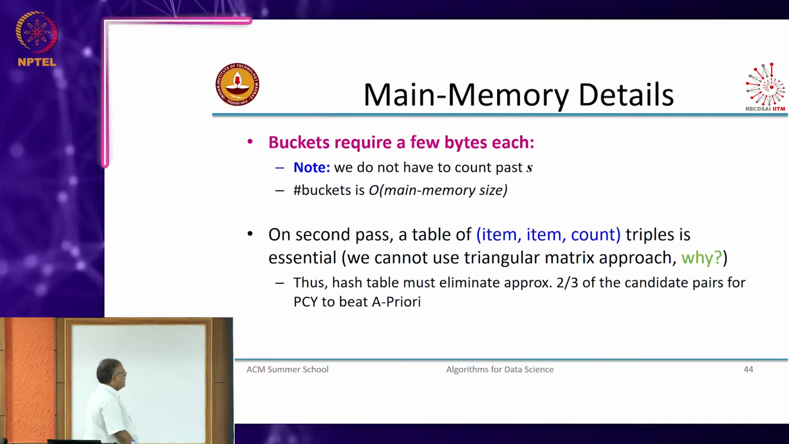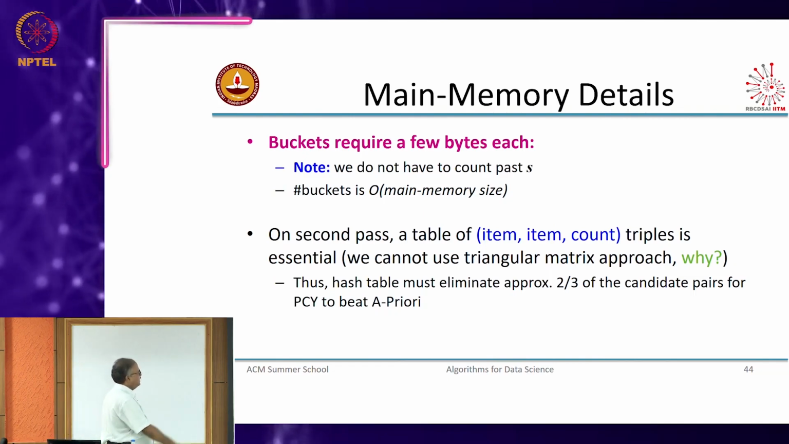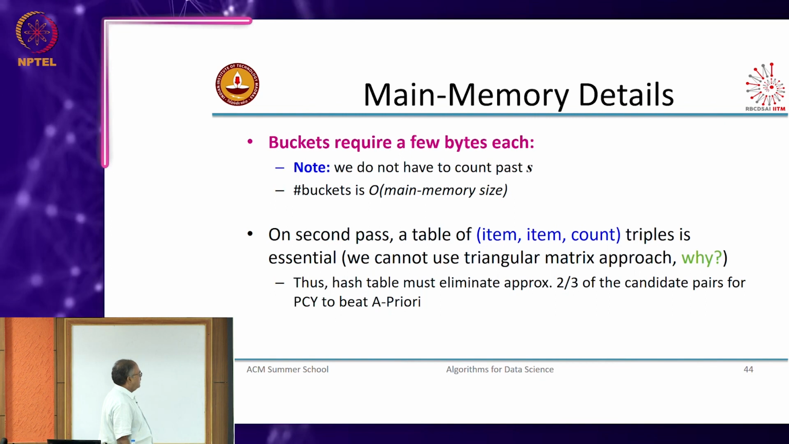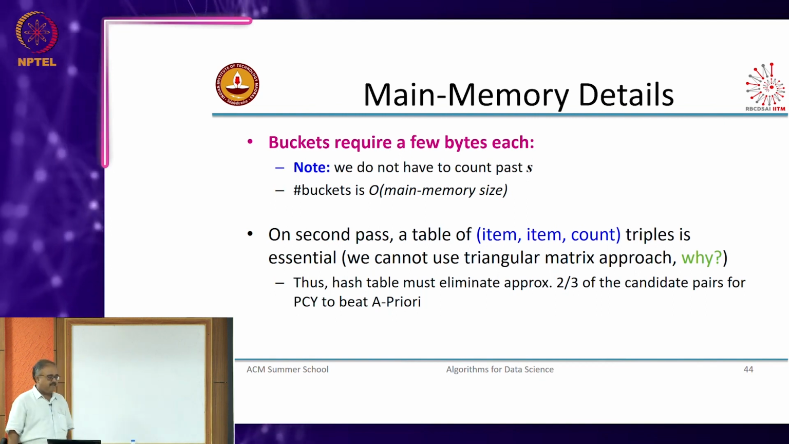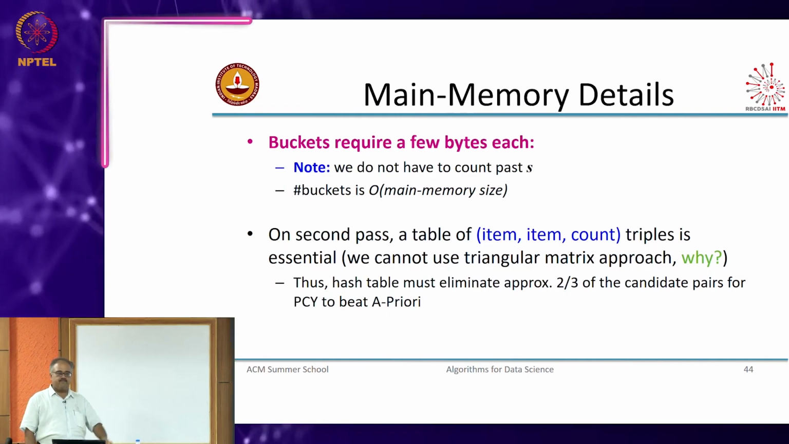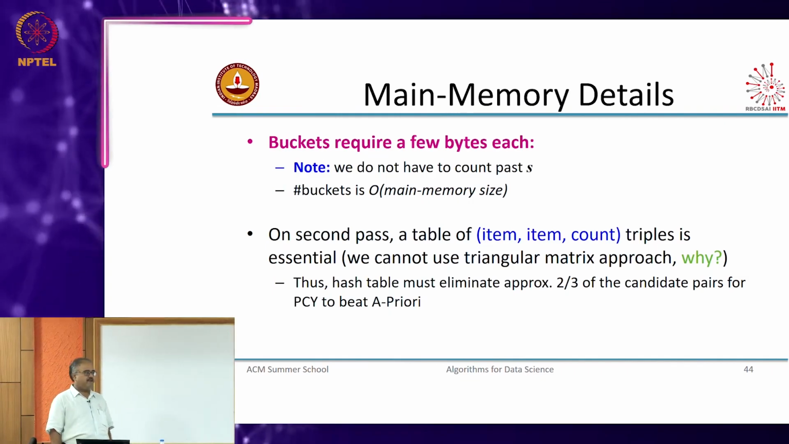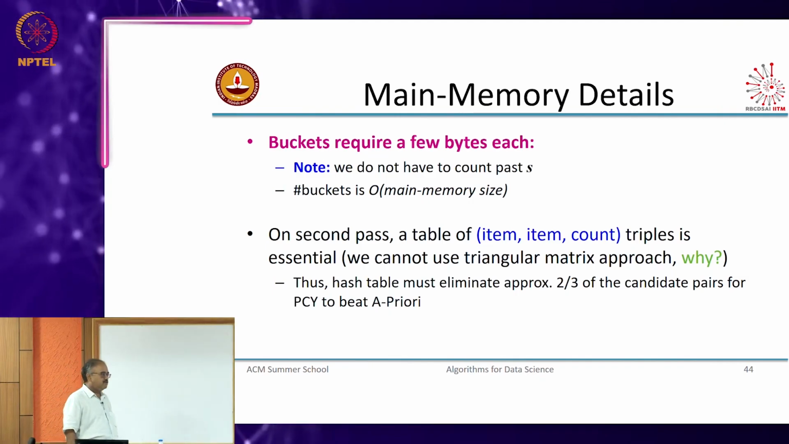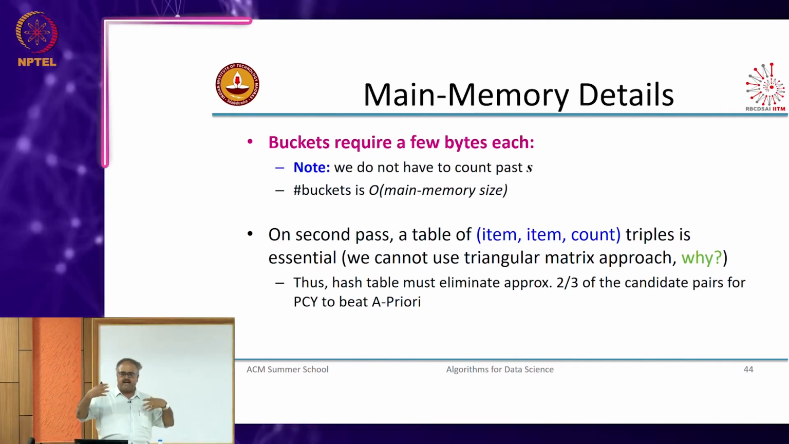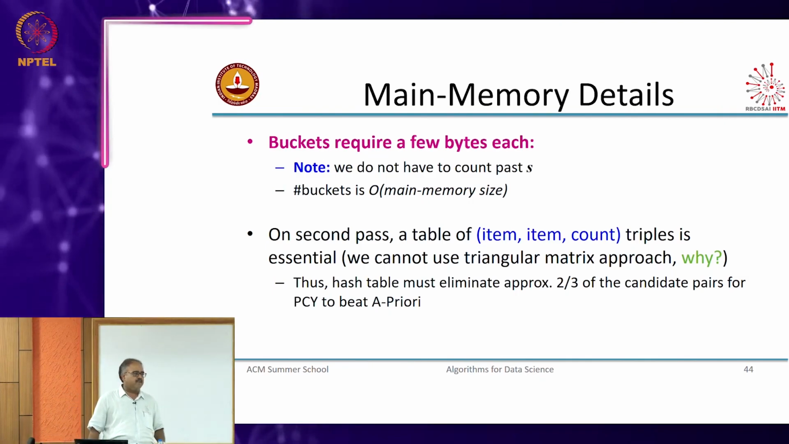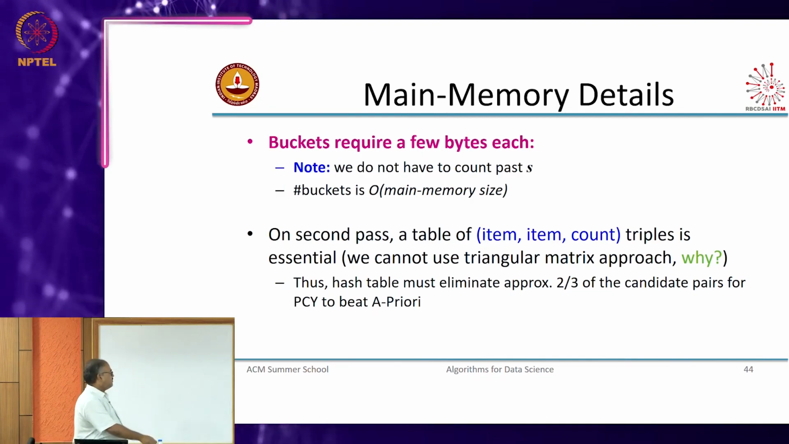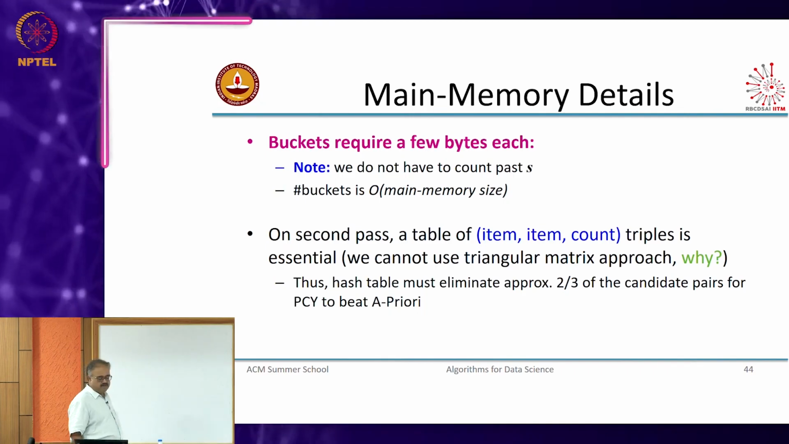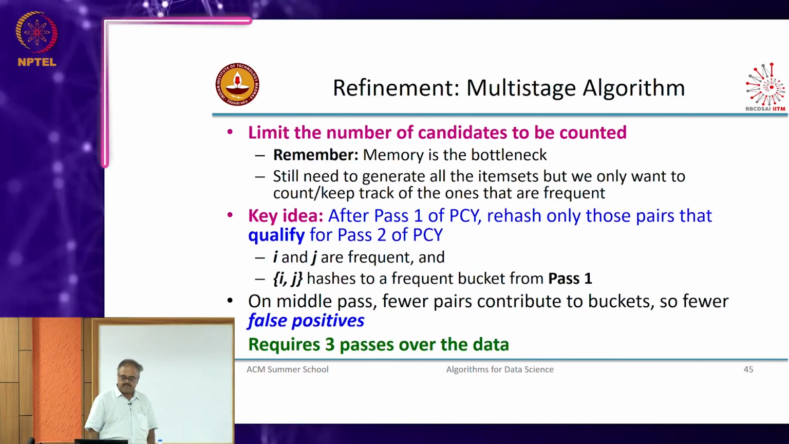So we need to make sure that at least 2/3 of the candidate pairs are eliminated by PCY, so that we beat a priori in terms of memory requirements. Otherwise, we will end up requiring more memory. Remember we started doing this to reduce the memory required in pass 2, but we might end up taking more memory in pass 2 unless 2/3 of the candidate pairs are eliminated.